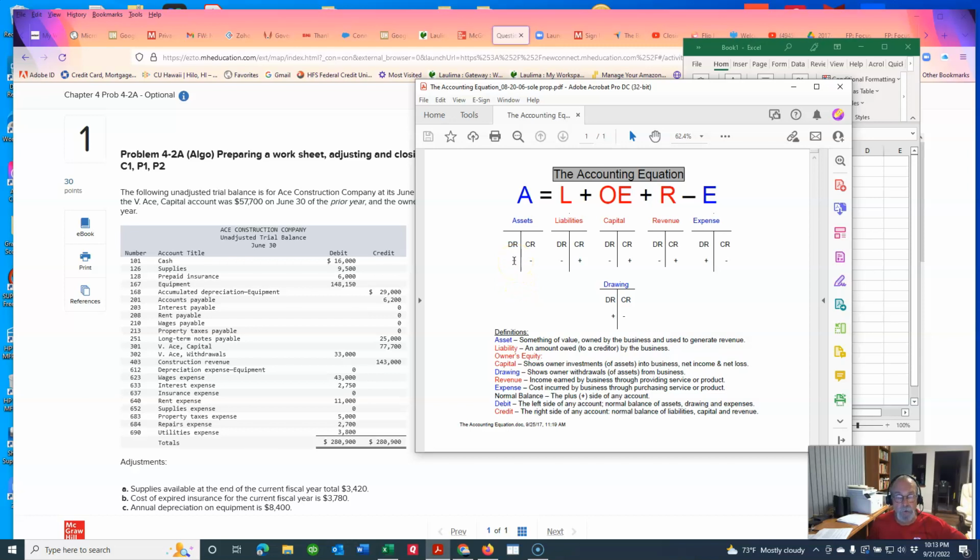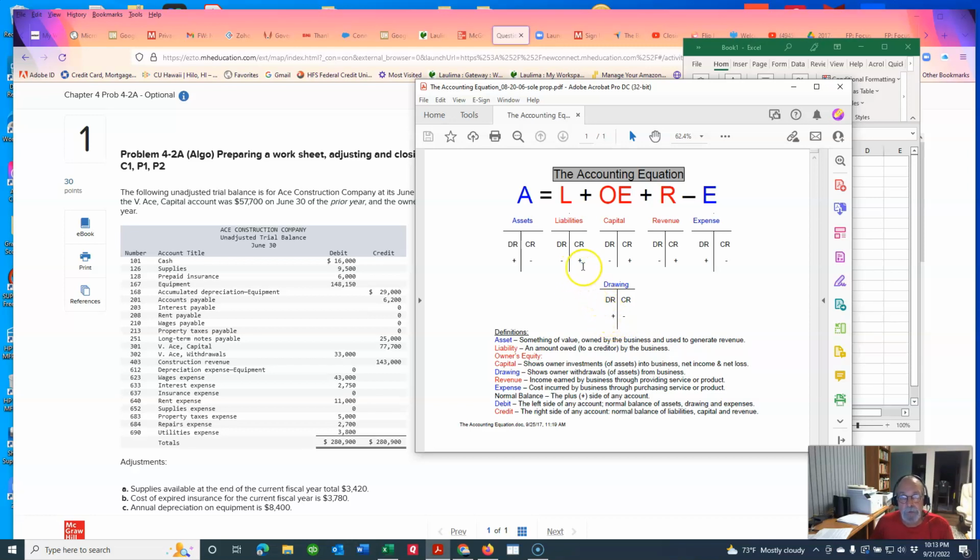In other words, a normal balance is the plus side of any account. So for assets, we add to assets with a debit on the left side, and we add to expenses with a debit also on the left side. And also, let's not forget, under owner's equity, the drawing account is also a debit account, or an account with a normal balance that is a debit, meaning we add to the drawing account with a debit on the left side of the account.